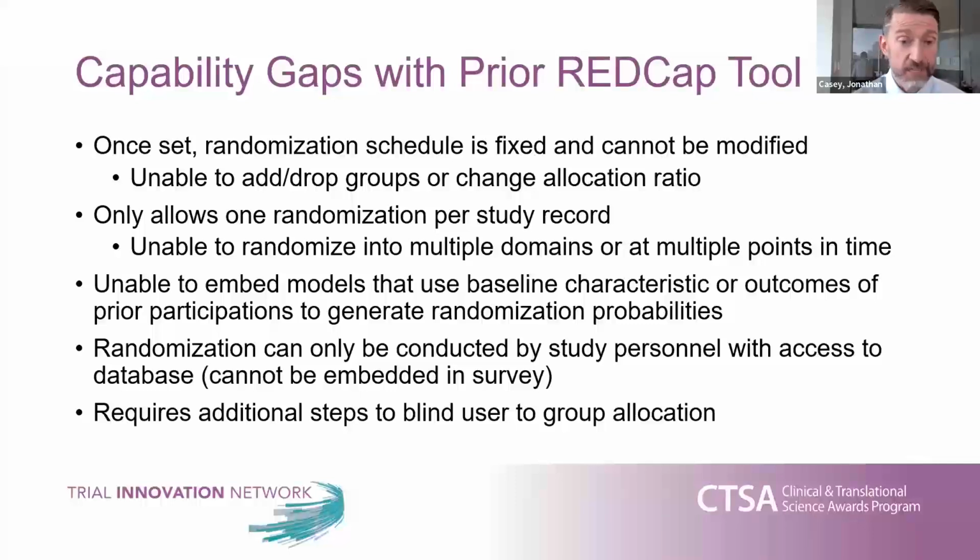And randomization had to be conducted by study personnel with access to the database. And that limited its utility in some decentralized and platform trials. And finally, the inherent functionality was pretty limited in its ability to blind users to group allocation. So I think it's easier to think through some of these limitations if we think about a hypothetical trial.